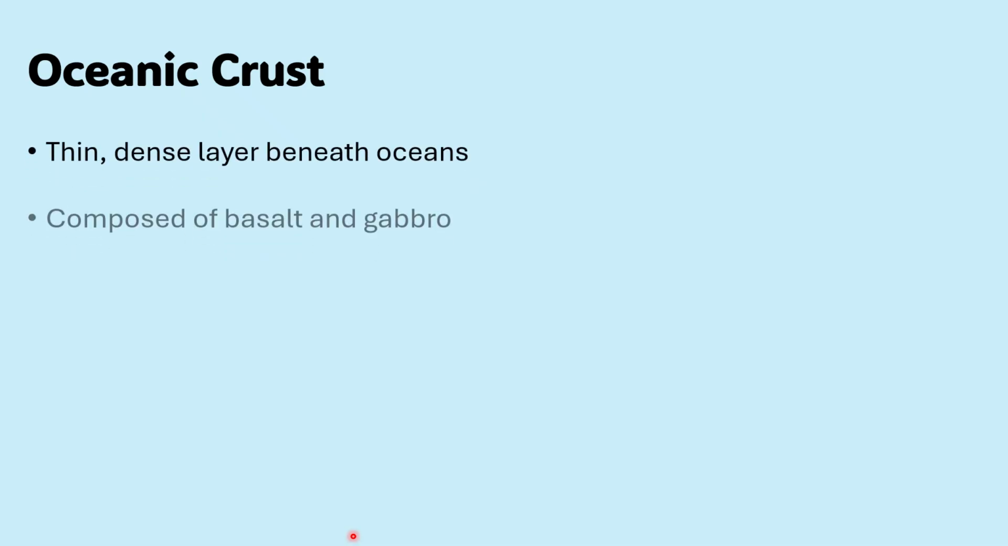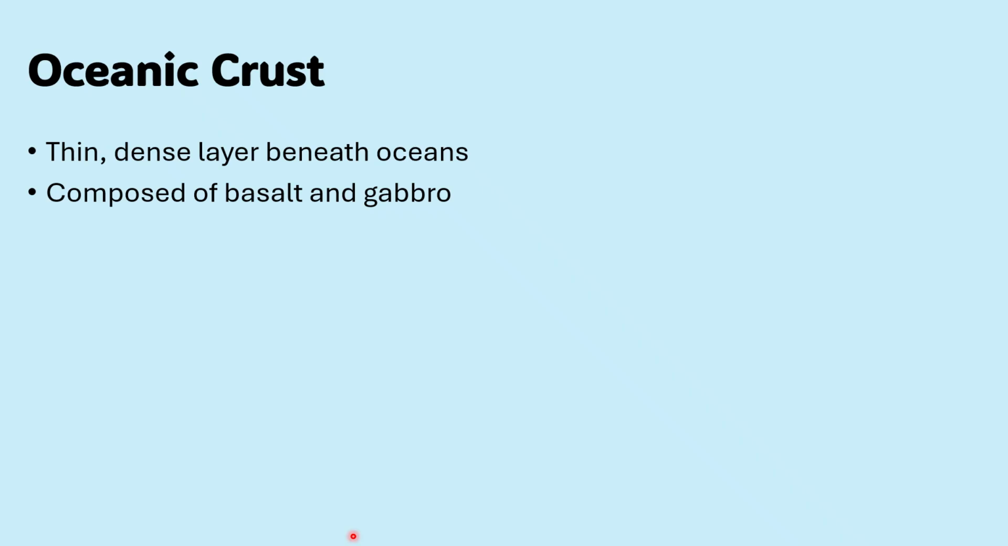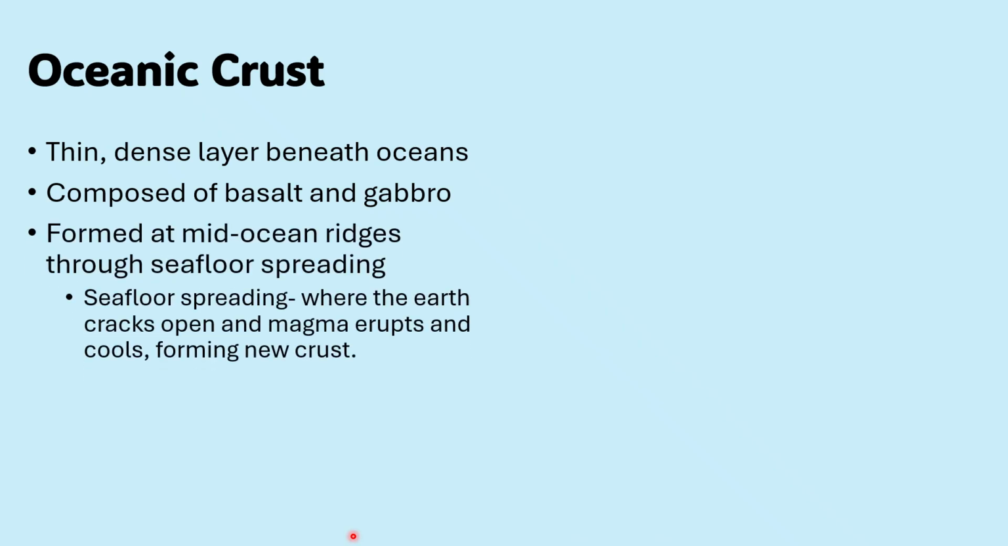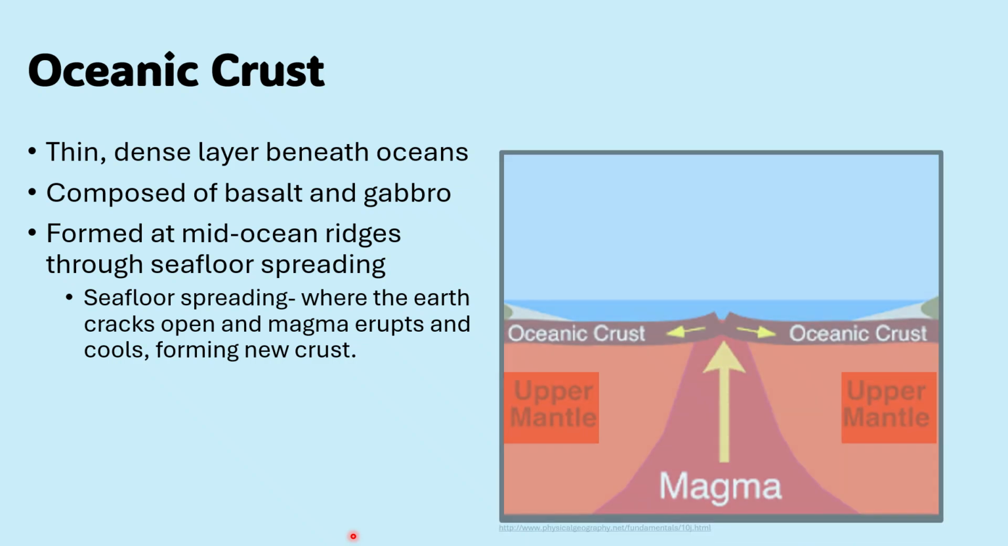First, we will discuss the oceanic crust. The oceanic crust is a thin, dense layer beneath oceans. It is composed of basalt and gabbro. It is formed at mid-ocean ridges through seafloor spreading. Seafloor spreading is where the earth cracks open and magma erupts and cools, forming new crust.